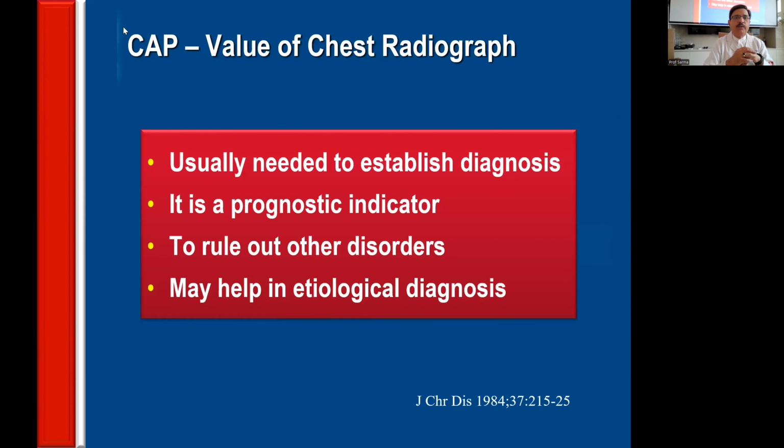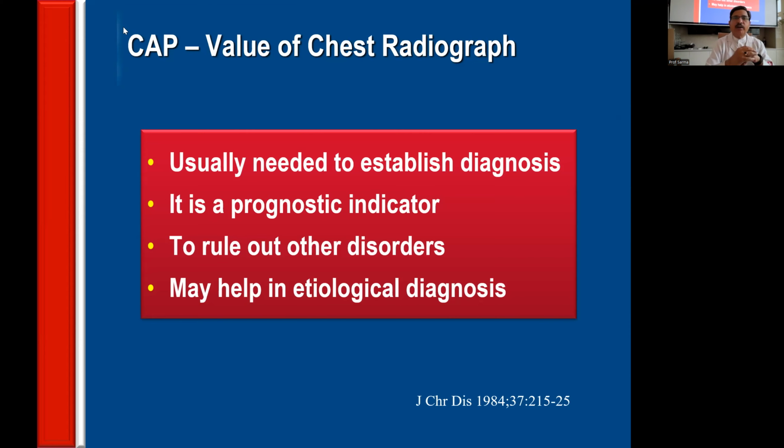Value of a chest radiogram. Is it indicated or not? Yes. Usually needed to establish the diagnosis. My diagnosis is based on symptoms, clinical examination, X-ray. These are the basic. It is a prognostic indicator. The multiple lobe involvement, poor prognosis. Pleural effusion, poor prognosis. Okay. COPD underlying with pneumonia, poor prognosis. Malignancy underlying pneumonia, poor prognosis. So X-ray gives me a prognostic indicator.